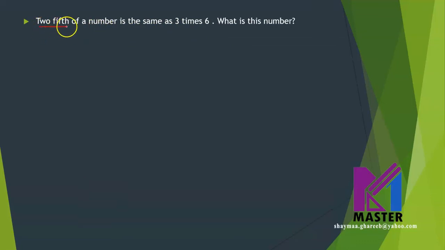2/5 of a number. How do we write this? We're going to write it as 2/5 of a number that I don't know is the same as. Same as means equal. 3 times 6. So I will write 2/5 of a number that I don't know equals 3 times 6. Now I have this mathematical sentence.